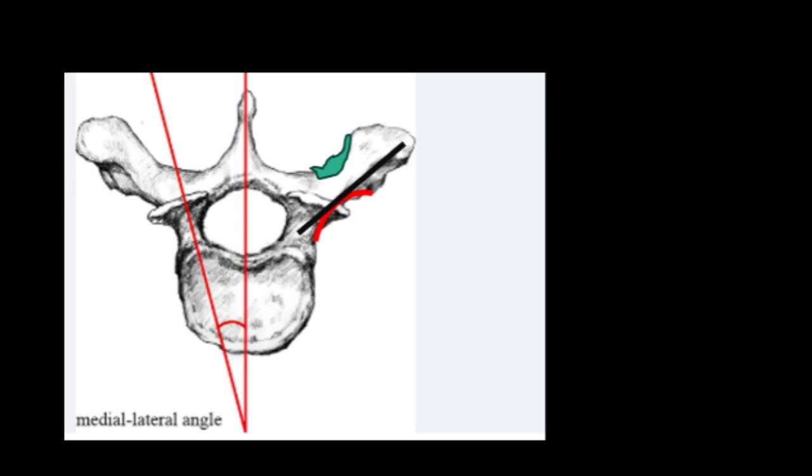So you can actually use this particular continuity as a guide. This particular cortex acts like a slide, so that you can enter into the cancellous bone of the pedicle without a medial breach. This is a very good technique, especially in bad sclerotic pedicles.